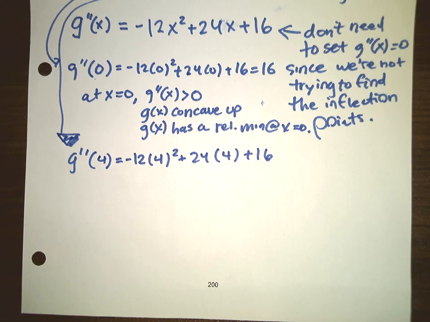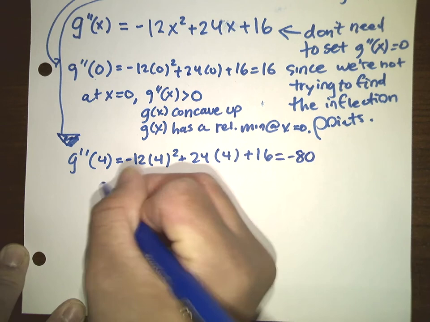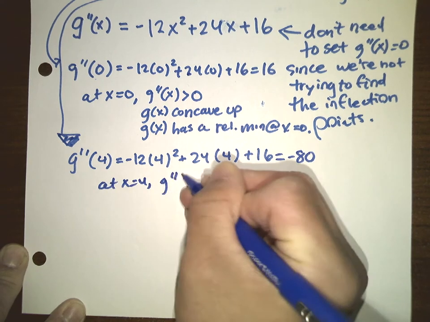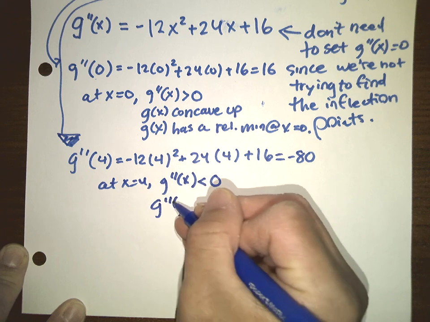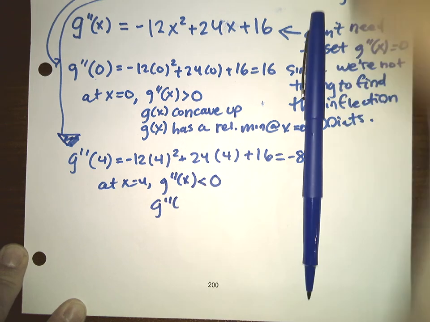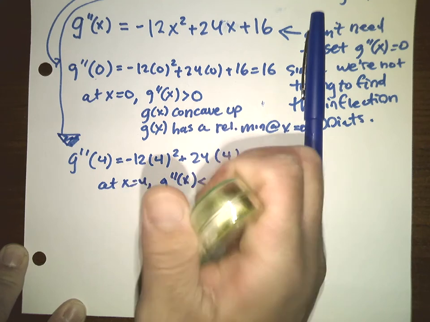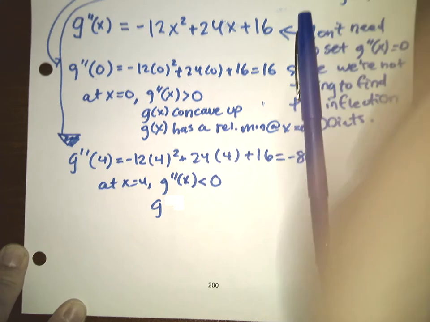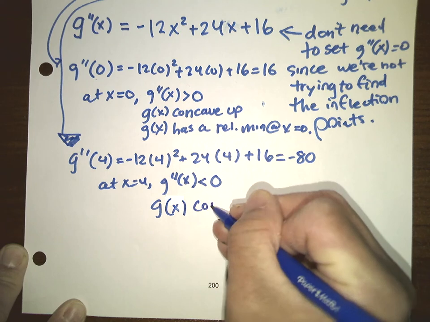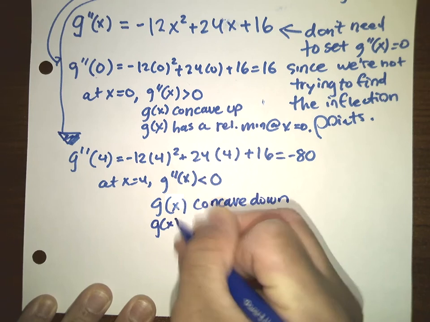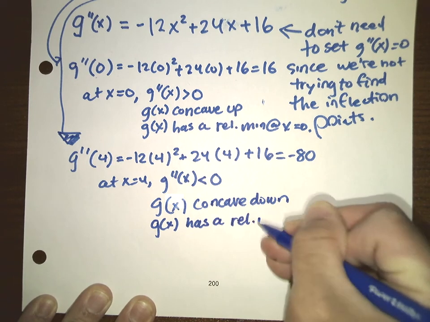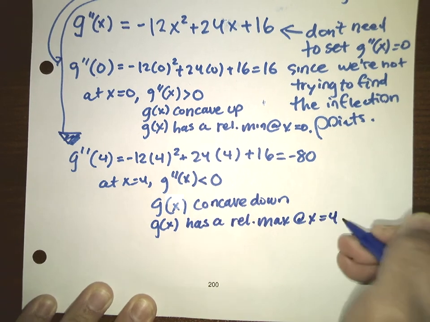So that will be negative 12 times 16 plus 24 times 4 plus 16. That will be negative 80. So at x equals 4, g double prime of x is less than 0 because it was negative 80. So that means that g of x, so not g of x, the graph of g is concave down. So that means that g of x has a relative maximum at x equals 4.